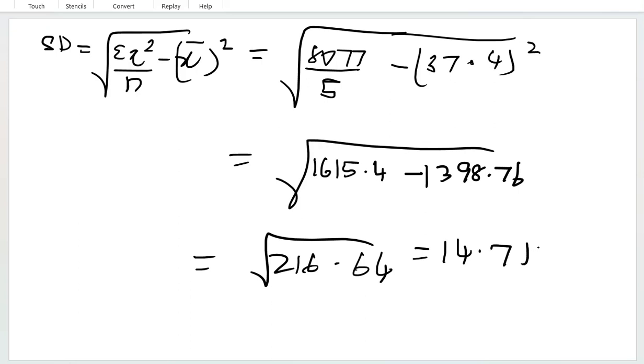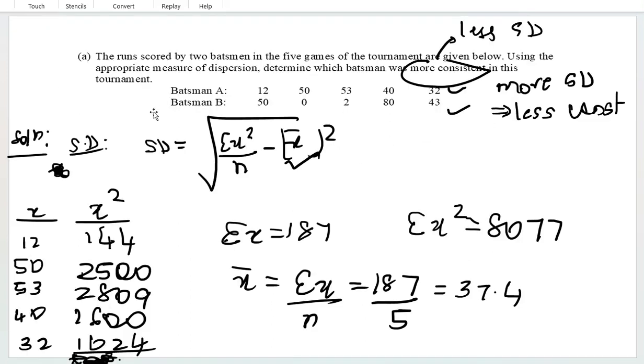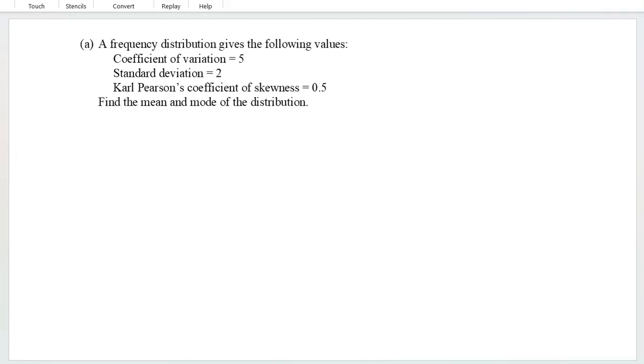Similarly, we have to calculate the standard deviation for batsman B. Same procedure has to be done for batsman B also. And the one having less standard deviation will be preferred. We move to the next question.